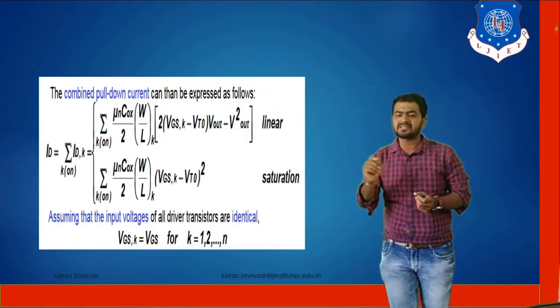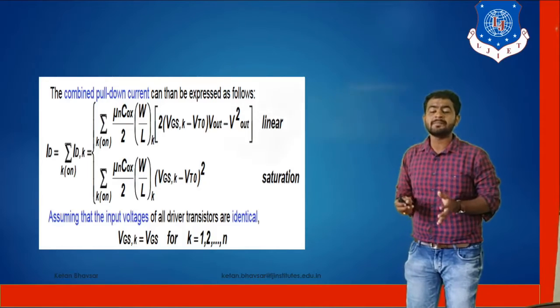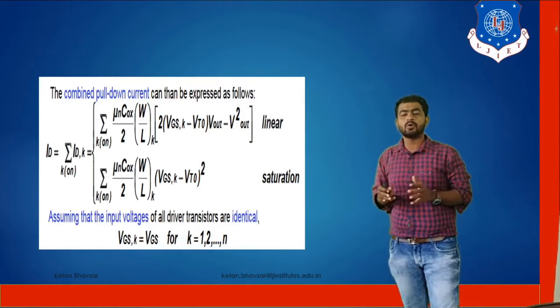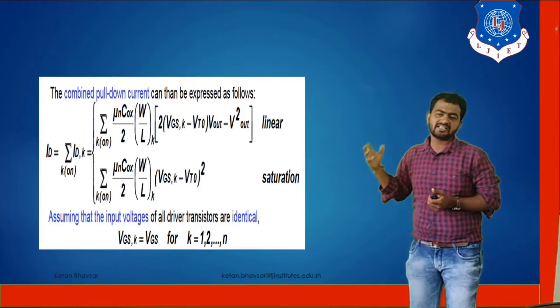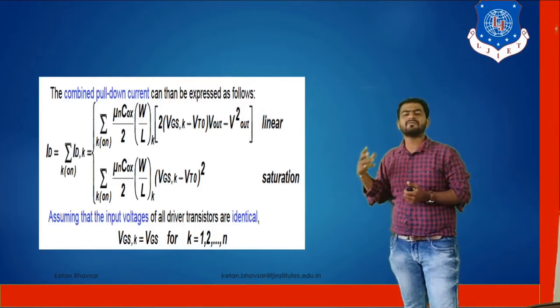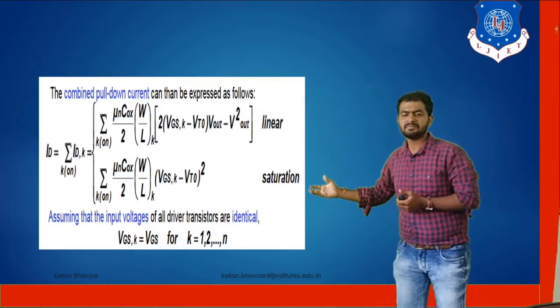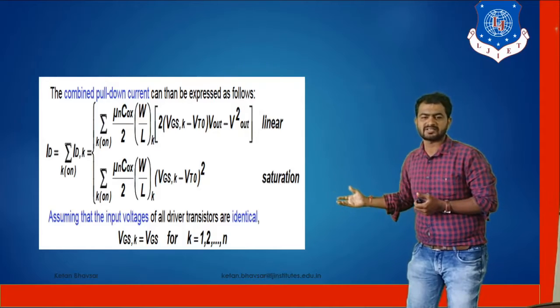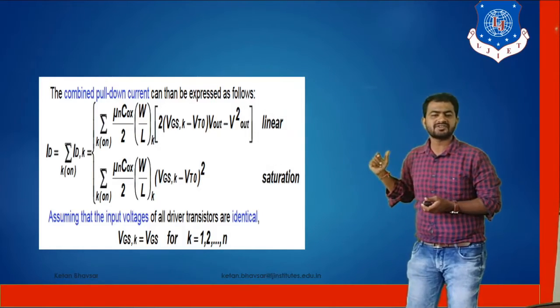Right now we are taking here the summation term. The reason is very clear why we are taking the summation term: because the summation term plays a main role when we are focusing on more number of inputs. So we are taking the summation part because we have a more number of inputs, right? Similarly for the saturation, summation of K, mu n Cox by 2, W by L, (VGS K minus VTO) whole square for the saturation region.